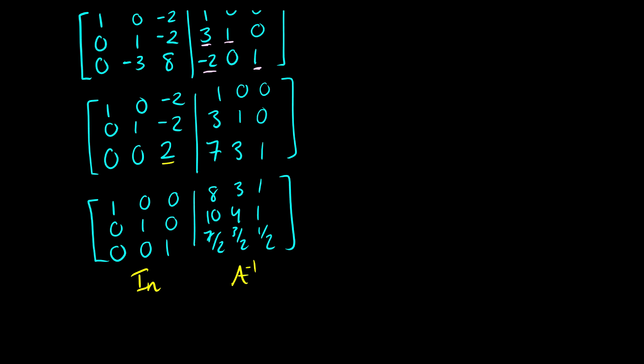You can check this by multiplying. If we take A and A inverse, we should get the identity matrix back, so you can double check your answer like this. But for the sake of keeping the video short, this is your final result, and you can check this on your own to make sure the inverse is correct. So that's it.